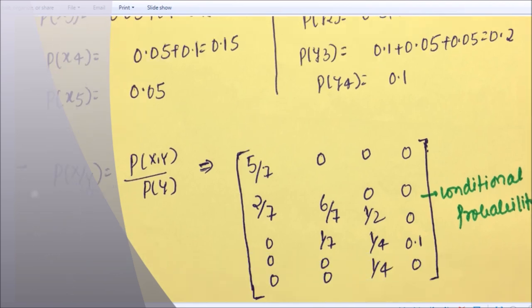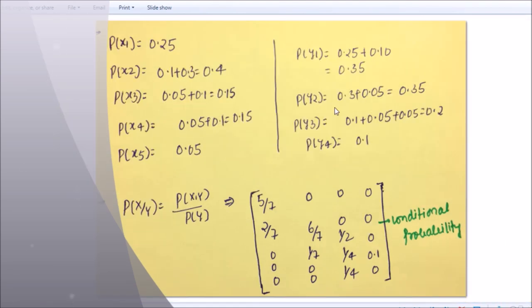Now let's see what is P(X|Y). It is equal to P(X,Y) upon PY. So we are going to find P with respect to Y. Take all the elements of P(X,Y) and divide with PY1, PY2, PY3 and PY4. Divide all the elements of the first column with PY1, the second column with PY2, and the third column with PY3. Let's see one example. Suppose here P(X,Y) is 0.25 and PY1 is equal to 0.35. So 0.25 divided by 0.35 is equal to 5/7.